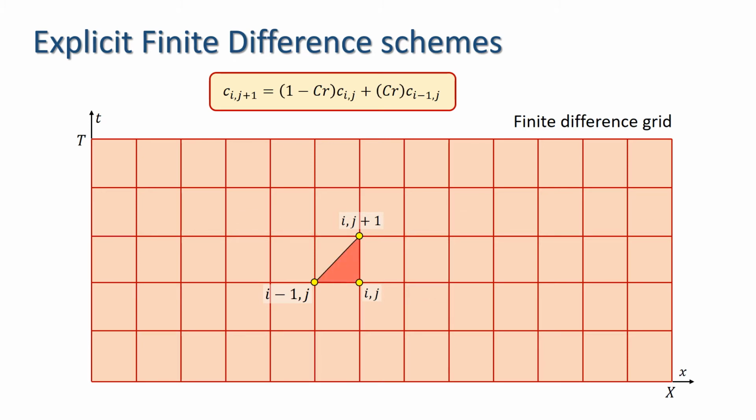There is a triangle delineated by these 3 points, which illustrates the area within which information flows from one time step to the next. This is known as a domain of dependence. The value of c at i, j plus 1 depends only on values between i minus 1, j and i, j. This is typical of explicit schemes, although the number of points on the grid at time step j will depend on the approximation to the derivative chosen, the two here coming from our backward difference approximation.